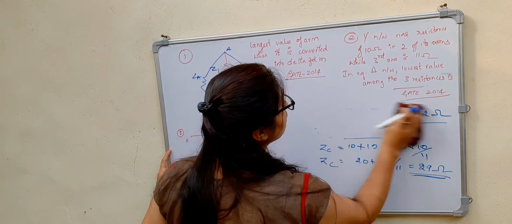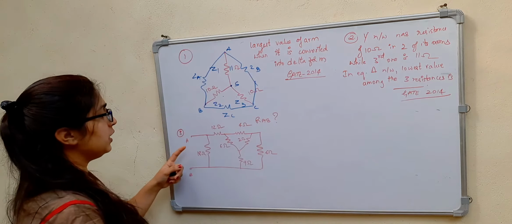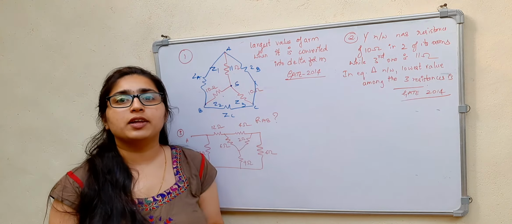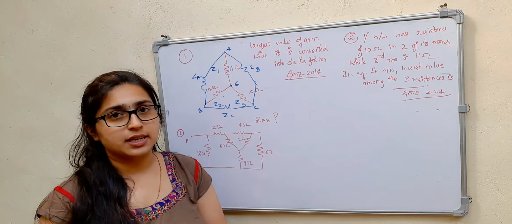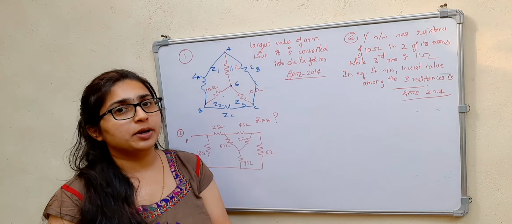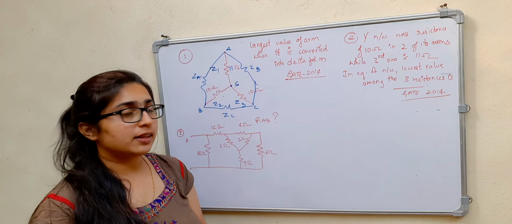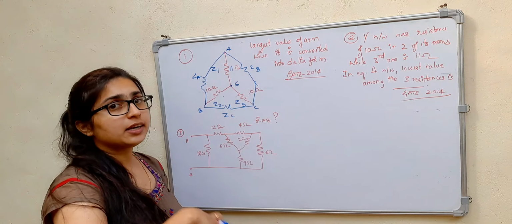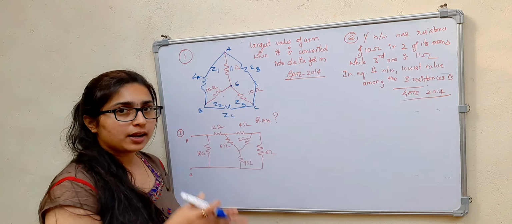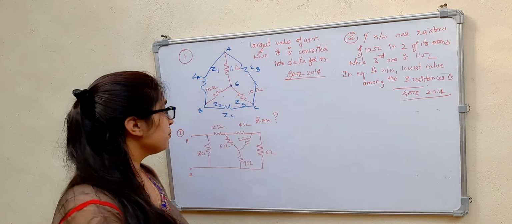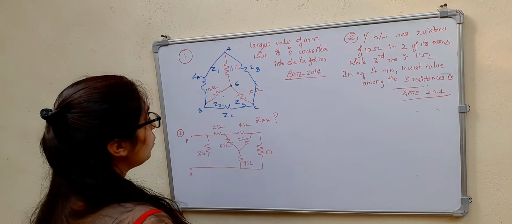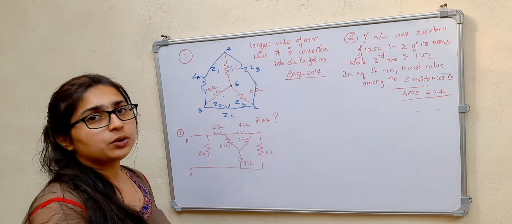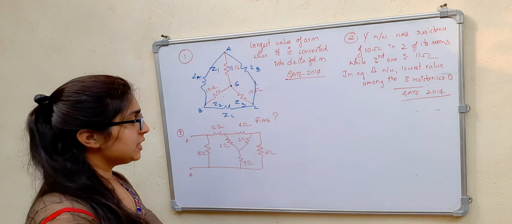Next is the third question. We have to find the equivalent resistance between A and B. So to solve any network, first you see if there are resistors in parallel or in series. If you have resistors in series or in parallel, first simplify them and then go for this star to delta transformation. Just don't directly go for the transformation. Here we can see that there is no resistor in parallel or in series. So now I can apply star to delta or delta to star transformation.